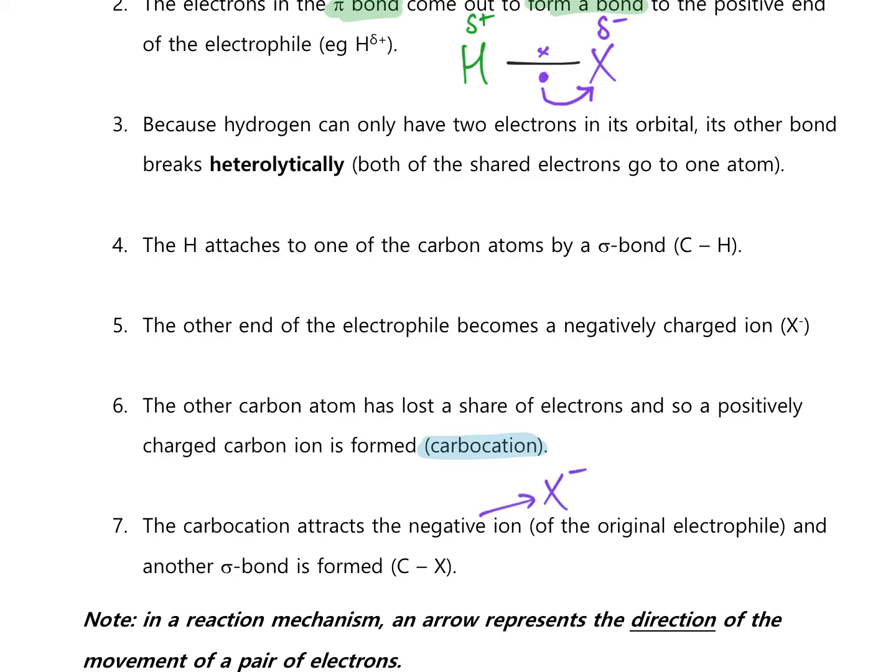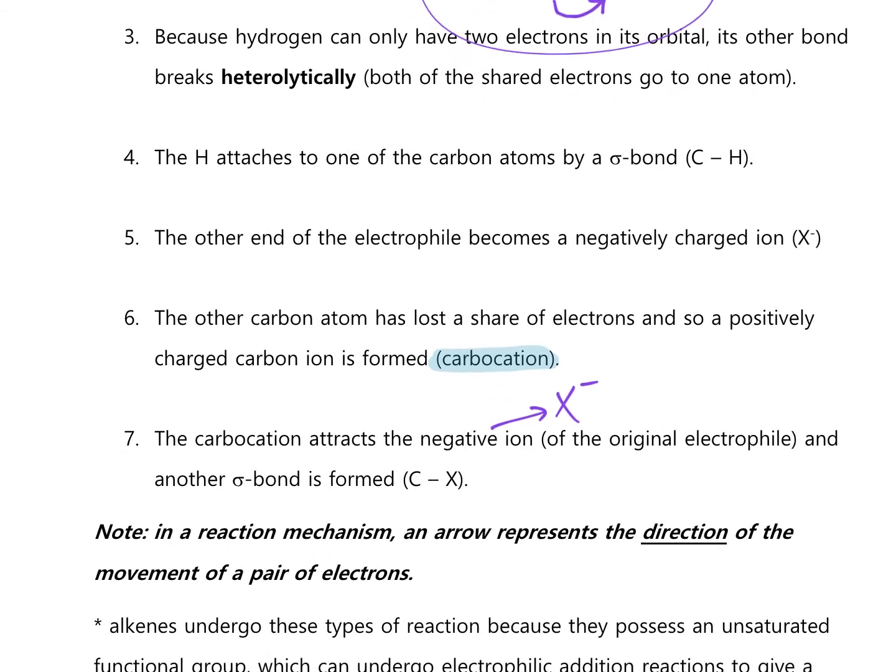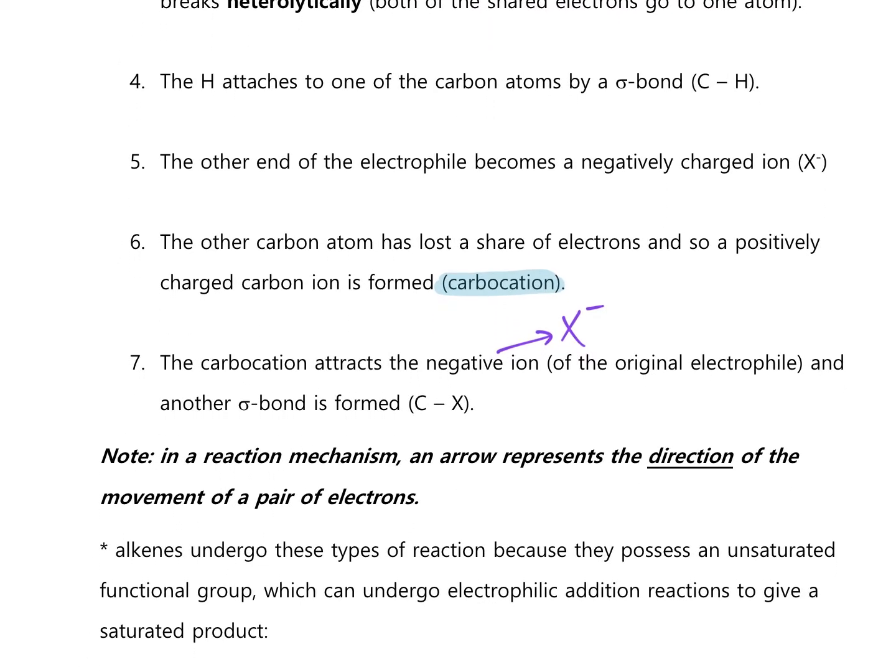And the X- ion can essentially use the electron pair that it got from the breaking of the HX bond to form a bond with that carbocation. So again, it uses that pair of electrons that it got from the breaking of HX to form a bond with the carbocation. And again, that will be another sigma bond being formed between carbon and whatever X is. So let's have a look at actually what that mechanism looks like in practice.